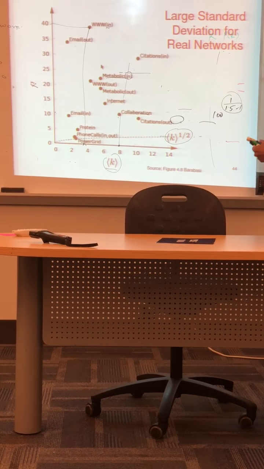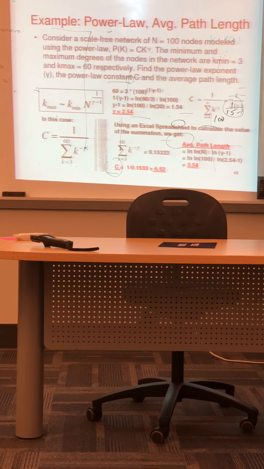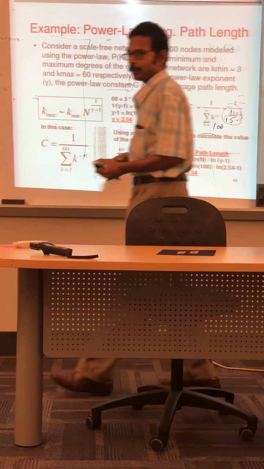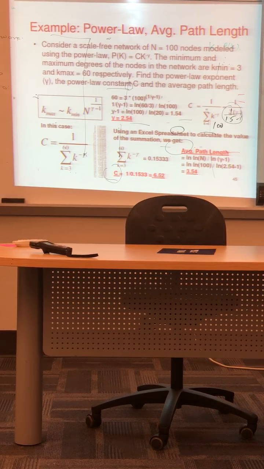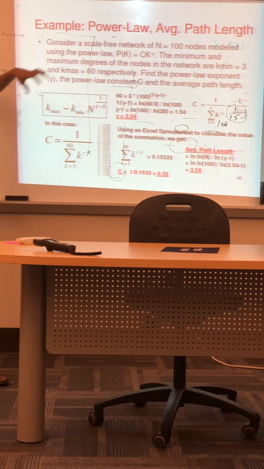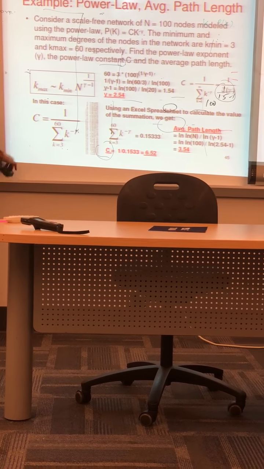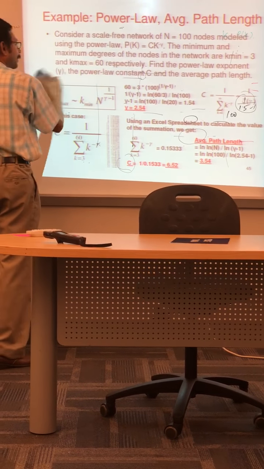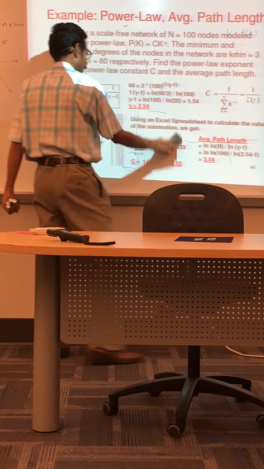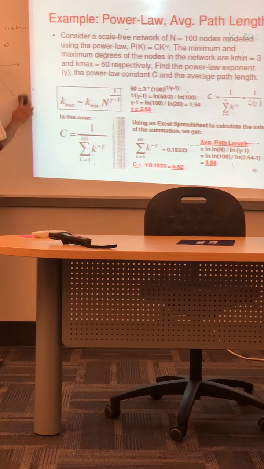Any questions so far? Okay, so let us do a small problem and then you can leave. Consider a scale-free network of 100 nodes, and the network is modeled using the power law P of k is c times k to the negative gamma. The minimum and maximum degrees are given as 3 and 60. We need to find the power law exponent gamma, the constant c, and the average path length. So something that's similar to what you have seen so far.